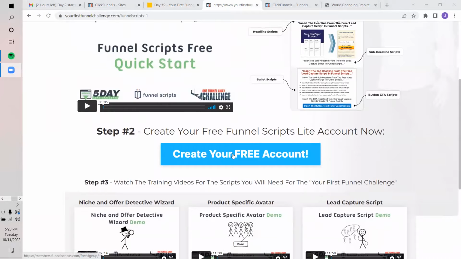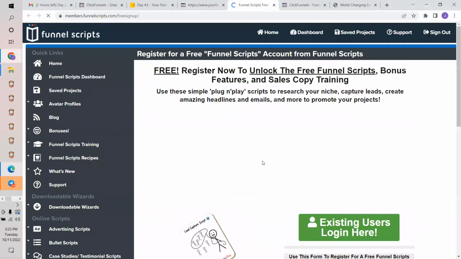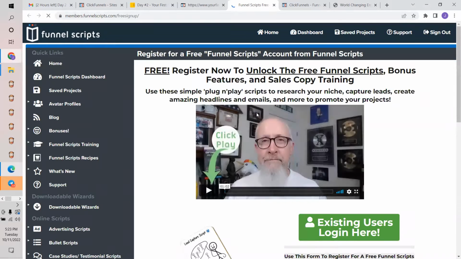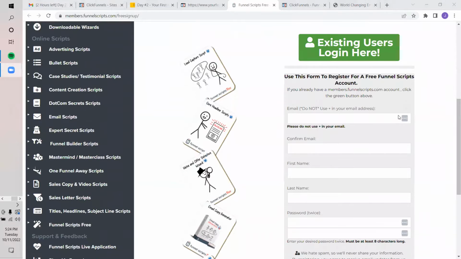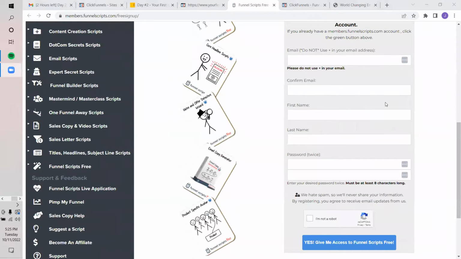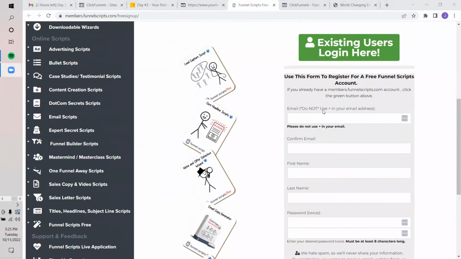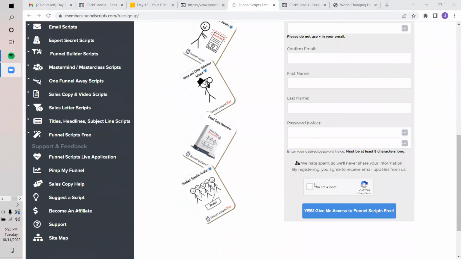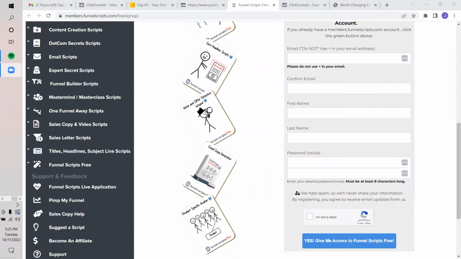So we're going to create our free account for that. Let's get that process started. If I go down right here, this will be where I can register for our free funnel script. So I'll need to put in my email, first name, last name, password, all that good stuff. So you're not going to see me put in my personal information. What you will see is what happens after I click on this button right over here.